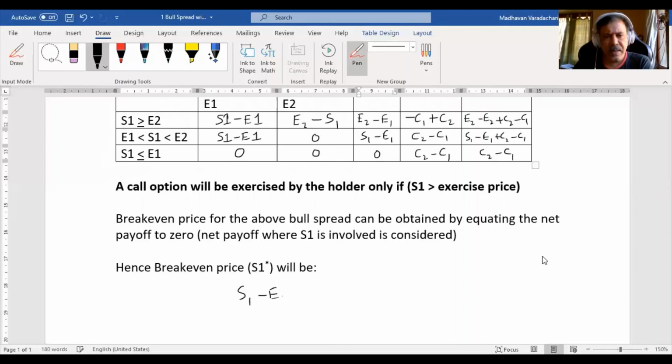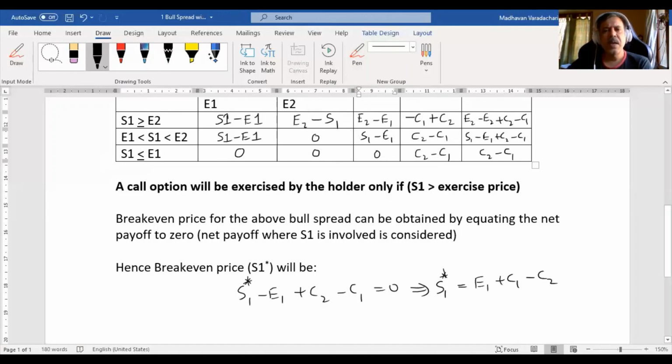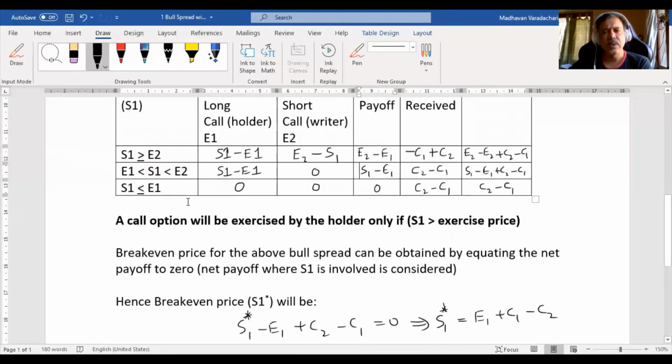S1 minus E1 plus C2 minus C1 equated to 0, which means I will now call this the break-even price. So I'll put a star here just to denote it as break-even price. It will be equal to E1 plus C1 minus C2 because I will be taking all these things to the right hand side. This will be our break-even price. So this is the way we calculate the payoffs under different scenarios. These are different scenarios in a bull spread with calls.